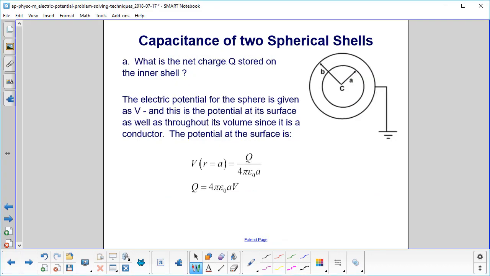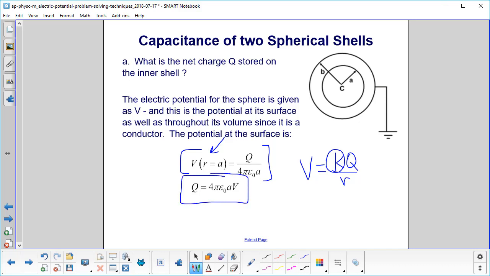What is the net charge Q stored on the inner shell? The equation for potential is V equals KQ over R, and for a shell or a sphere, you calculate the R from the center as if it were a point charge. So the potential, where R equals A, which is the surface of the sphere, and that's where it is equal to V, is going to be Q over 4 pi epsilon 0 A, where A is the radius of this shell. And notice we've replaced K with 1 over 4 pi epsilon 0. Then we just say the charge is 4 pi epsilon 0 A times voltage.